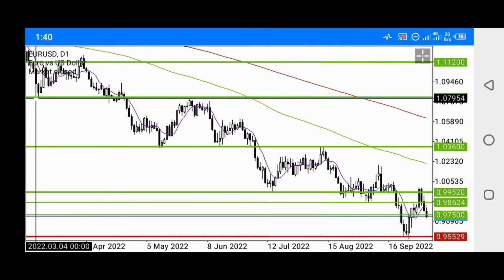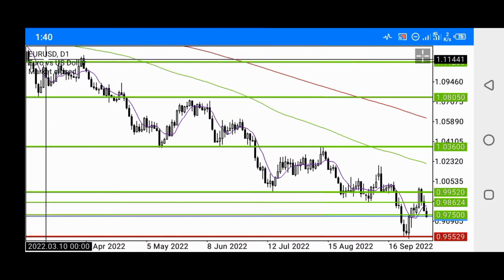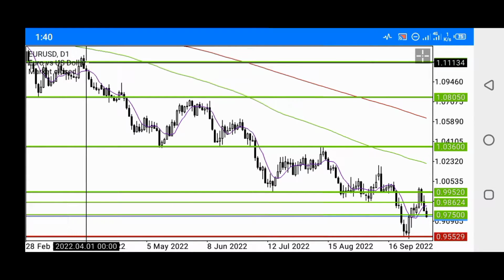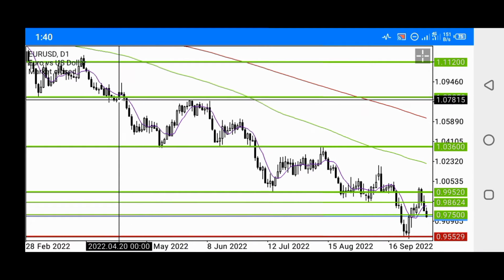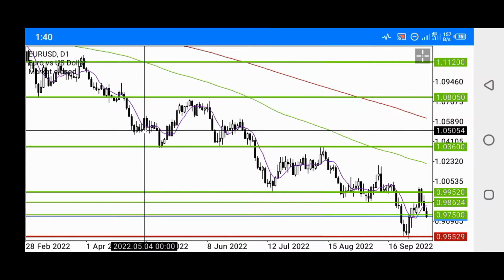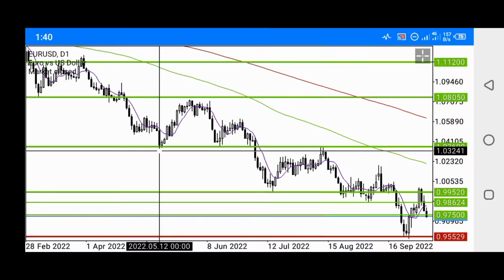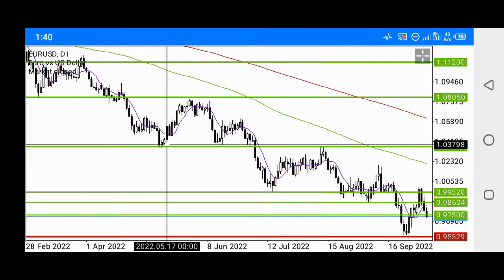So this support level right here held price, and price made an upward movement and met a resistance level right here, as you can see. This resistance level rejected price the first time, second time, and even the third time. But eventually price broke through and fell all the way down to this point, meeting a new support level right here. As you can see, price even broke the previous support level before getting to this new support level.